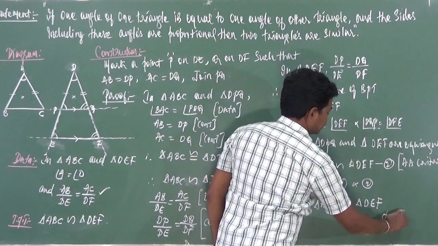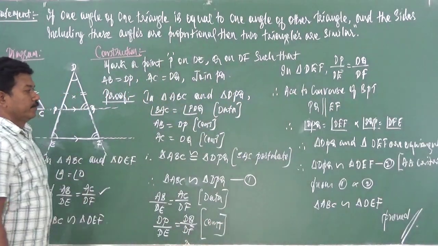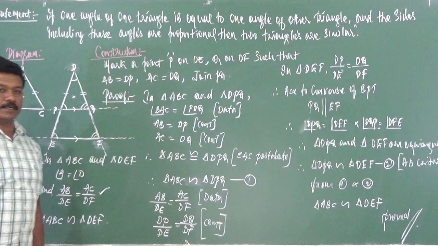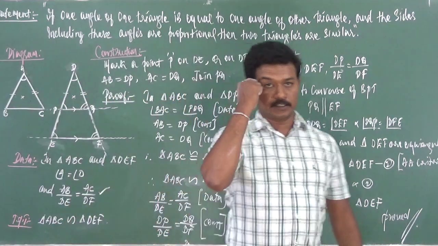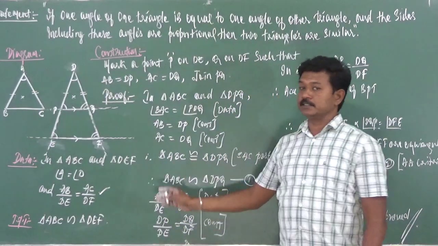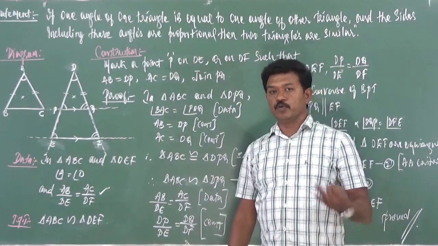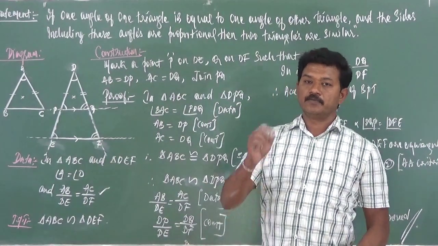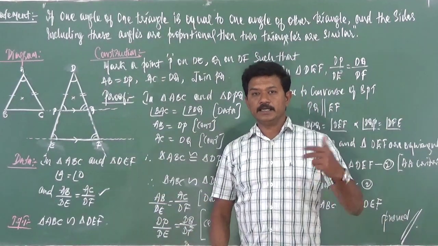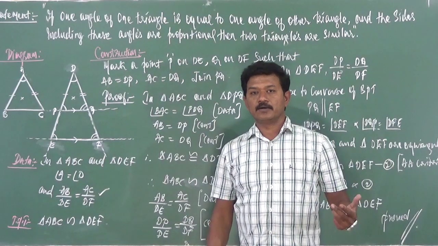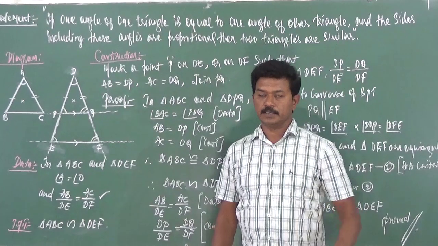Hence it is proved. So this is a beautiful proof for the SAS Similarity Criterion, which is a very important theorem. In most of the exams it has been asked for 4 marks. So please practice this, the SAS Similarity Criterion. Both the criterions on similarity are very important. Many problems, many identities and many riders based on these theorems are going to come in the coming sessions.